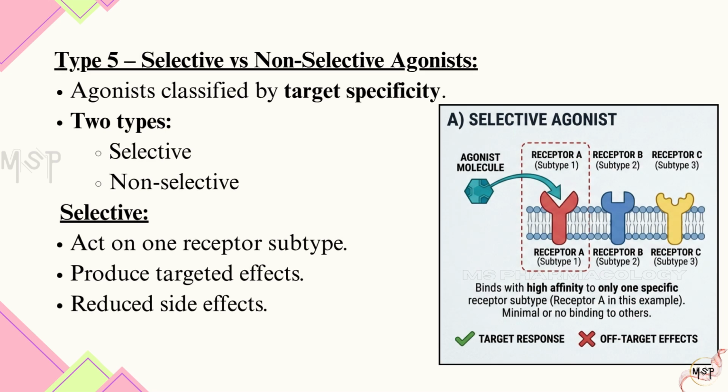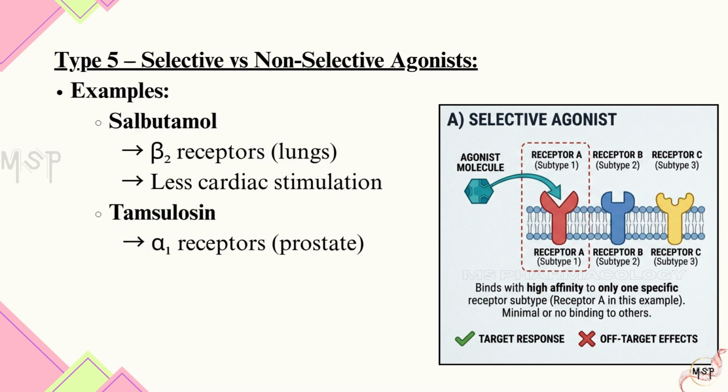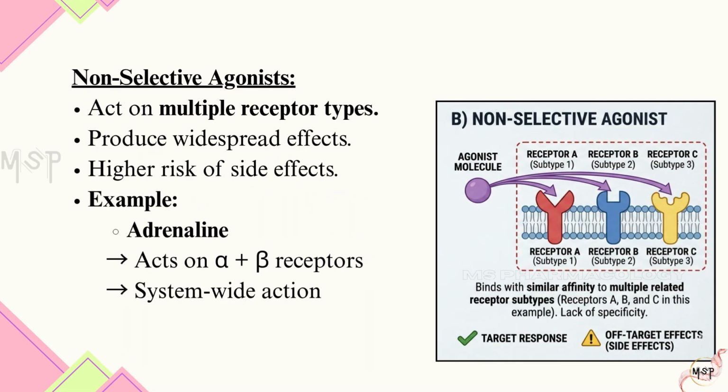Type 5. Selective versus non-selective agonists. Finally, agonists can be classified by their target specificity. Selective agonists act on a specific receptor subtype. Example: salbutamol targets beta-2 receptors in the lungs, minimizing cardiac side effects. Tamsulosin targets alpha-1 receptors in the prostate. Non-selective agonists act on multiple receptor types, producing more widespread effects. Example: adrenaline activates both alpha and beta receptors throughout the body.